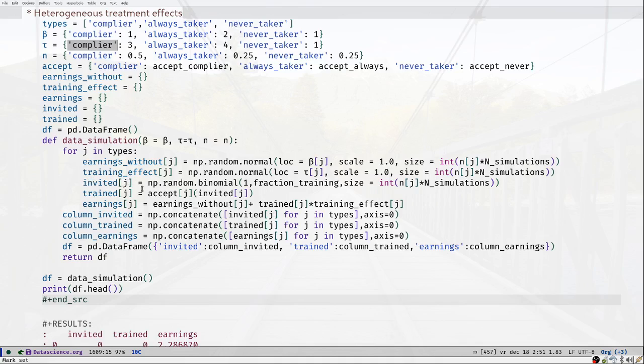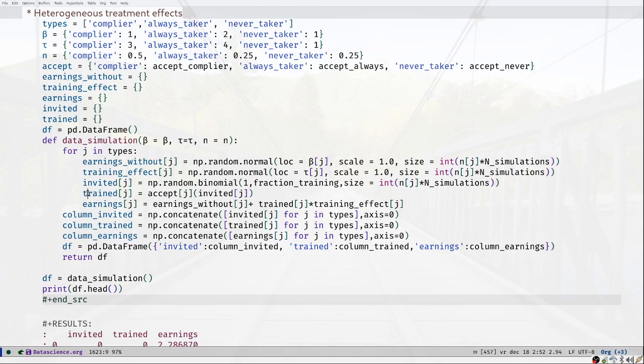To generate invited, I'm going to draw from a binomial distribution, so that basically draws zeros and ones. The fraction of ones that it is going to draw is determined by this fraction training, which we set before at 0.2, so at 20%. And again, the size, so how many of these we draw, is given by the size of the group compliers.